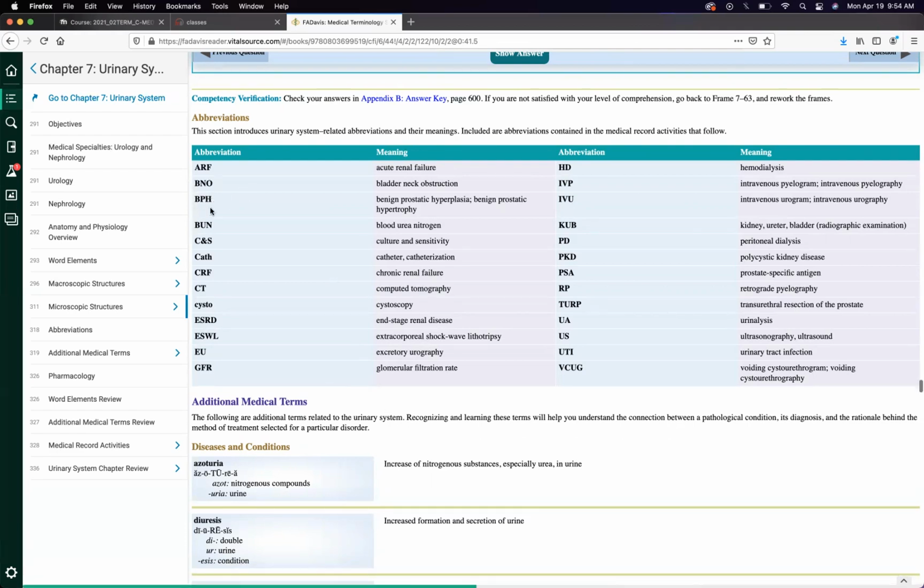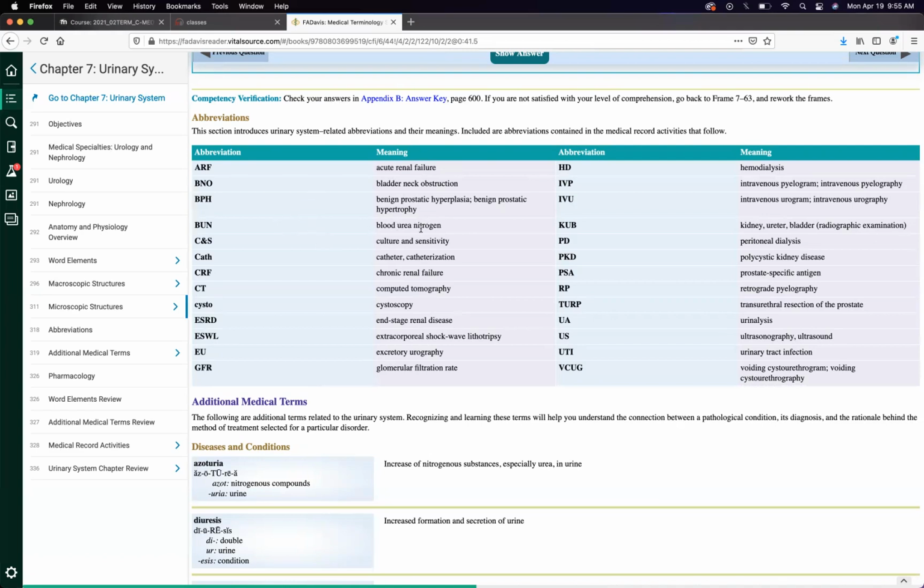BNO, they don't use that too much, but BPH, they use that a lot. Benign prostatic hyperplasia. Your prostate gland, in the male patient, could be hyperplastic. Now, they call it benign because it isn't cancer, or not cancer yet. So that's hypertrophy, and it's going to cause erectile dysfunction, sexual dysfunction. You're going to have dysuria. There's going to be a whole bunch of things.